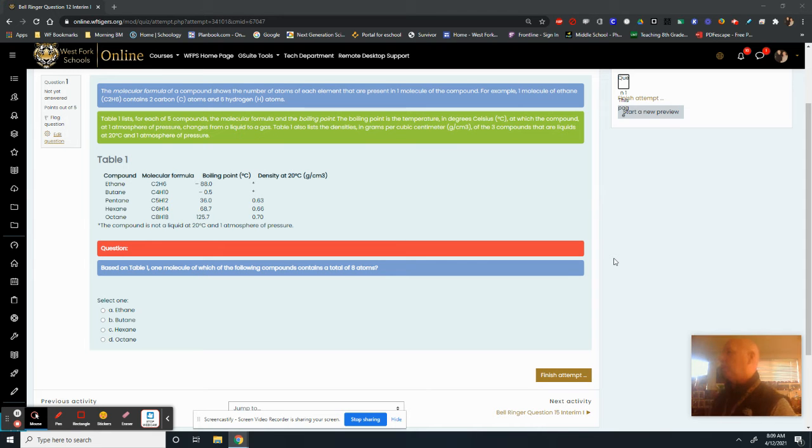Based on table 1, one molecule of which of the following compounds contains a total of 8 atoms? So how would we figure that out? What do you think?